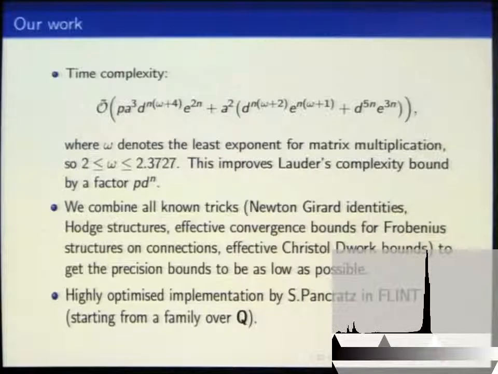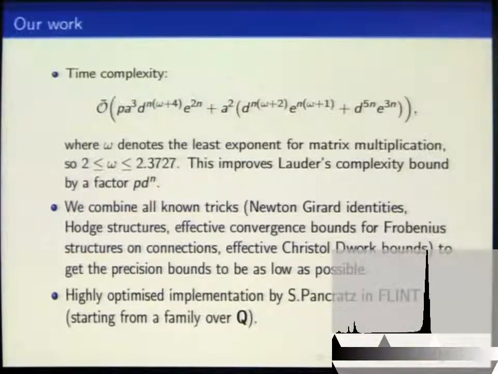We take the best convergent bounds for Frobenius structures on connections. I define this ring of overconvergent functions, and you can see that if you cut off modulo some precision p to the n, you will get a rational function. That rational function will have a pole of some order, and now the question is, what is the order of the pole? There are sharp bounds by Kieran and joint between Kieran and me that we use in the optimal way.